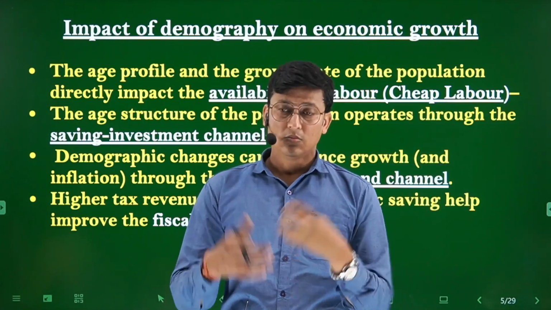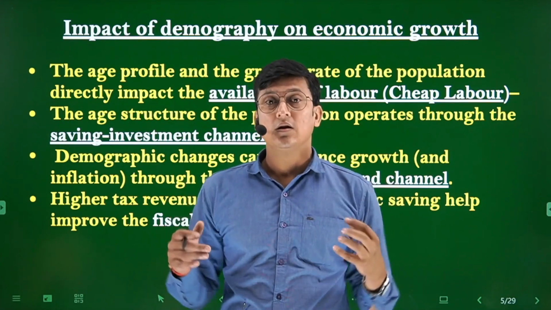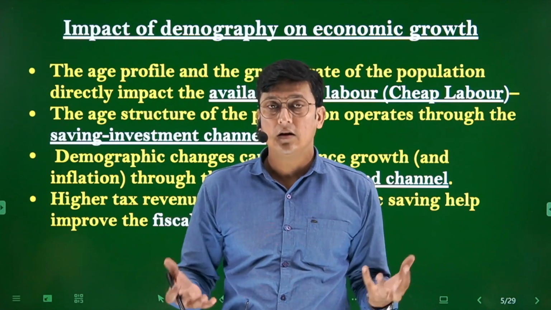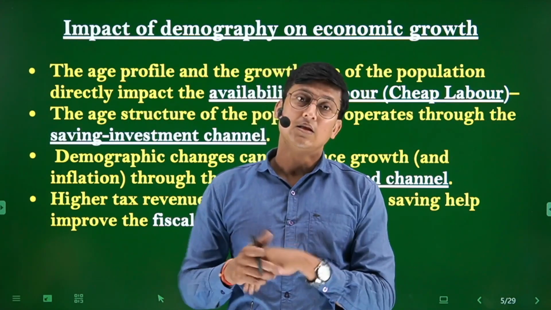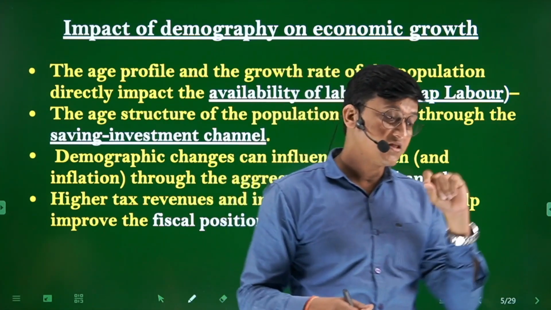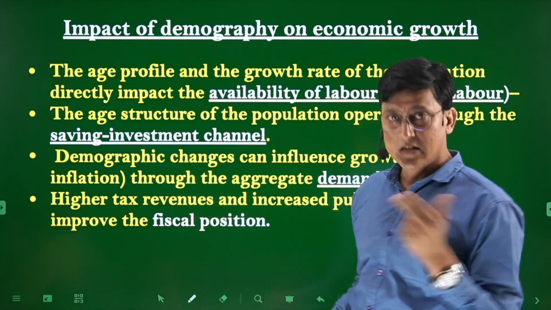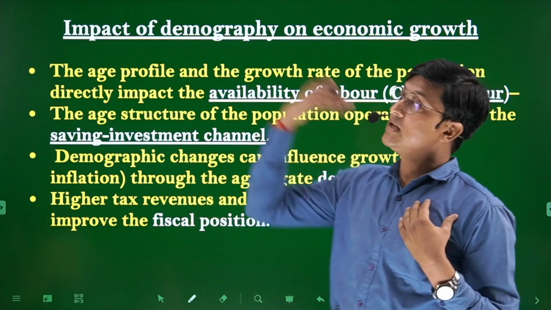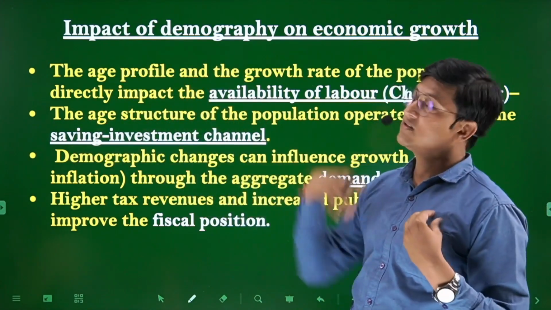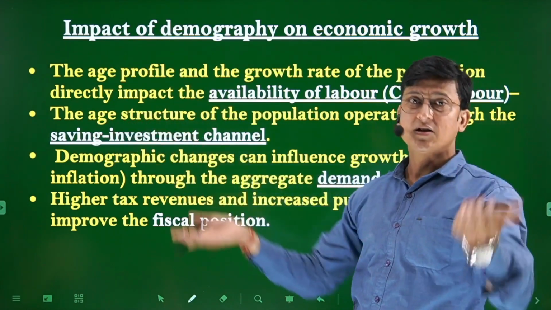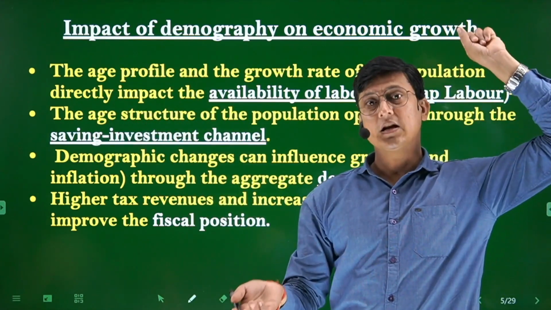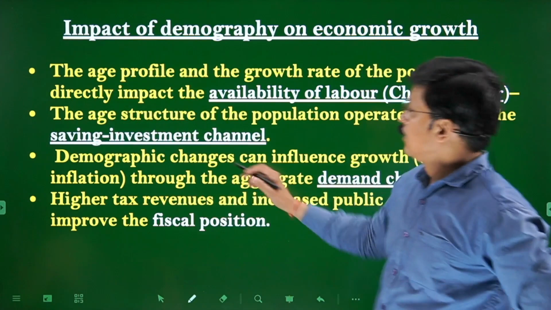So then, if the number of people who are earning in an economy is higher, then the saving rate is also higher. This is known as the saving investment channel. My saving is the investment for Reliance. My saving is the investment for Tata. Your saving is an investment for some other capitalist, right?